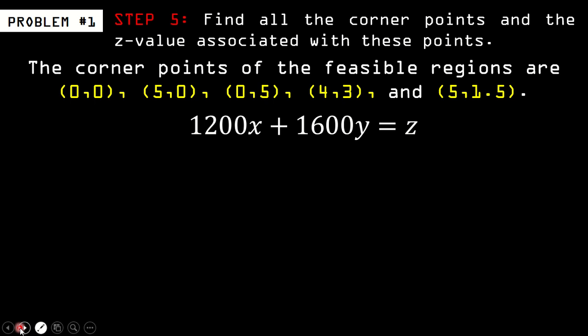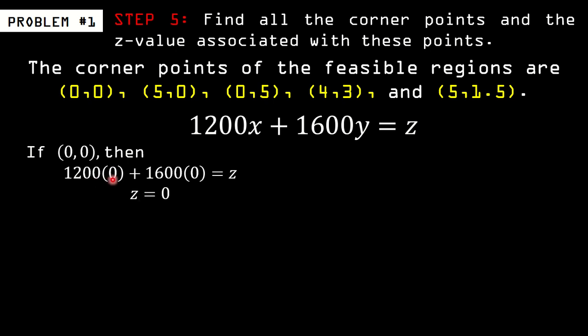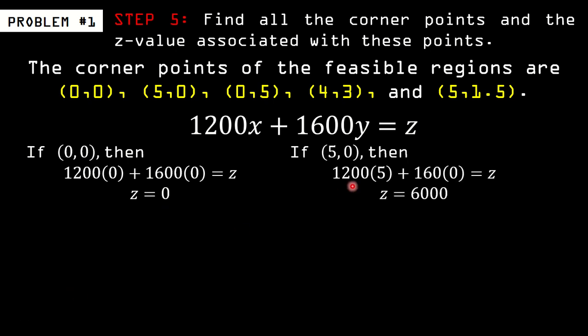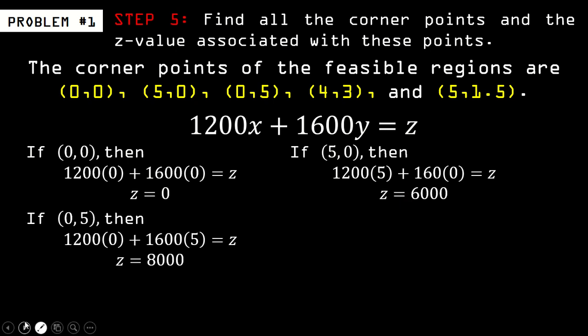Again, let's substitute each ordered pair. Let's start first with 0, comma 0. If x is 0 and y is equal to 0, then 1200 times 0 plus 1600 times 0, the total amount of money is 0. And then if x is 5 and y is 0, we'll have 1200 times 5 plus 1600 times 0 equals z. And 1600 times 0 is 0, and 1200 times 5 is 6000. So the total amount of money if x is 5 and y is 0 is 6000. And then if x is 0 and y is 5, 1200 times 0 plus 1600 times 5, and z is equal to 8000.